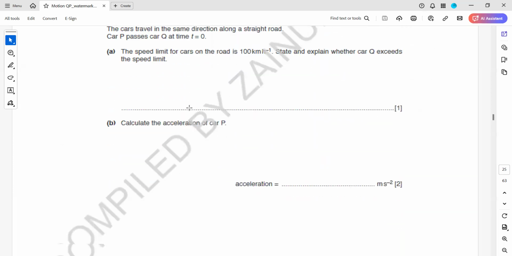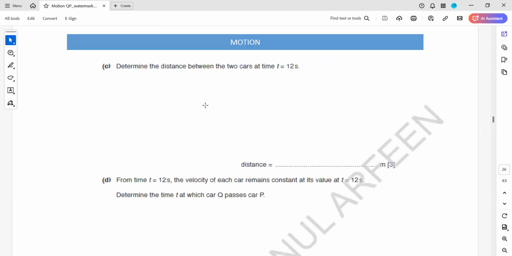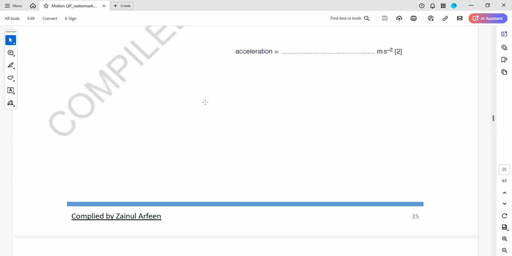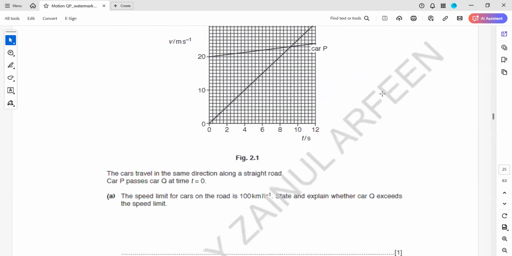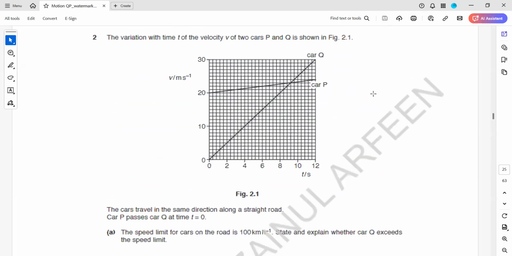Calculate the acceleration of P, that's the gradient. Determine the distance between the two cars at 12 seconds. How to determine this? You have to take the area under the graph. For Q, it's forming a triangle, so we'll find the area of the triangle. But for P, it will be a triangle and a rectangle, or you can take a trapezium.